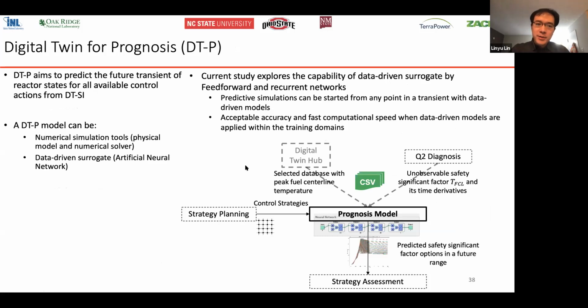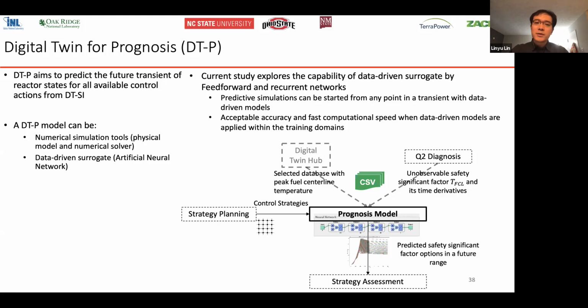Then is the prognosis. The prognosis aims to predict the future transient of reactor state for all available control actions from the strategy inventory. A prognosis model can be a numerical simulation tool, like modeling and simulation, a physical model or numerical solver. It can also be a data-driven surrogate, like we can do prognosis with artificial neural nets. In the current study, we're again exploring the capability of data-driven surrogates by feed-forward and recurrent networks.